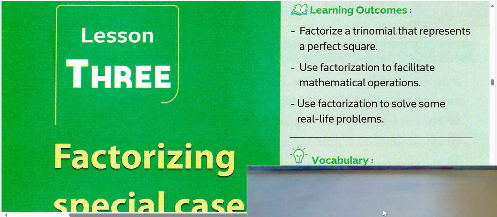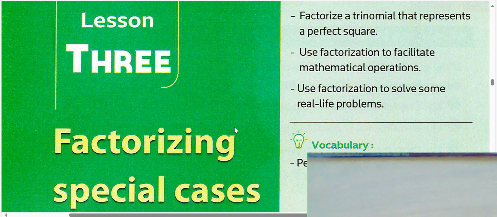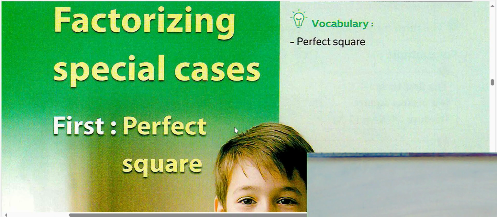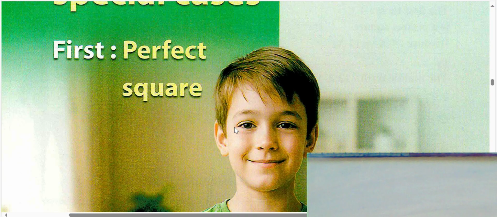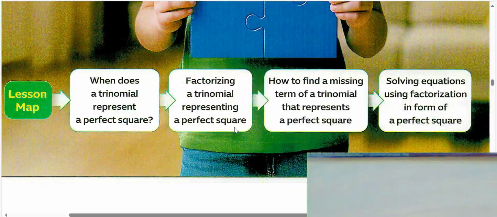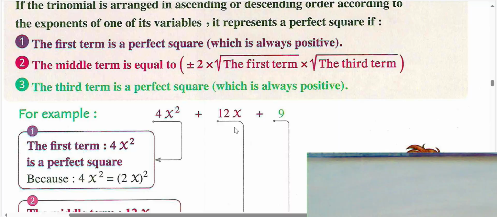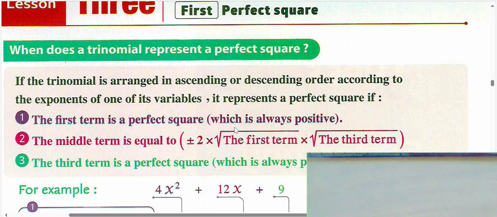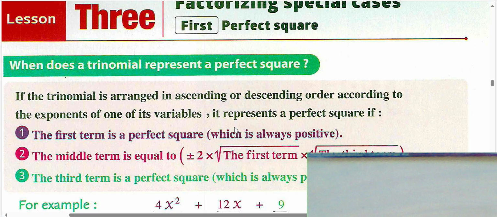Today we'll explain lesson number 3, Factorizing Special Cases from the Al-Moasser book. First we'll explain perfect square. Okay, listen to me. First question: when does a trinomial represent a perfect square?